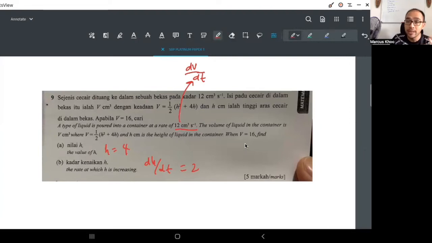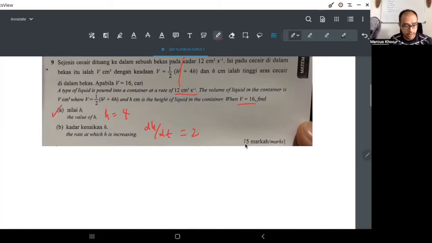Okay, what it is telling you, not directly, yeah, which you are expected to know lah. Okay, the volume given is such, half h squared plus 4h, and h is the height of the liquid in the container. So when V equals to 16, find the value of h. This one is very no-brainer lah. Kan 16 equals to half h squared plus 4h. Okay, you should be able to get h equals to 4. Okay, this one is very easy.